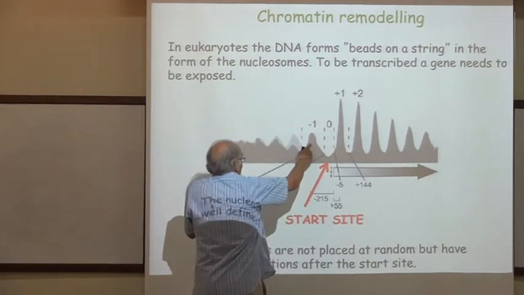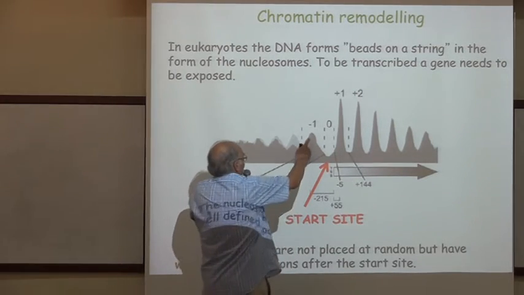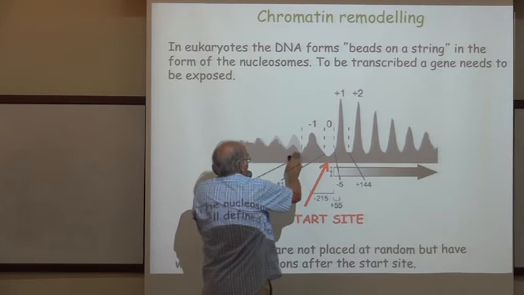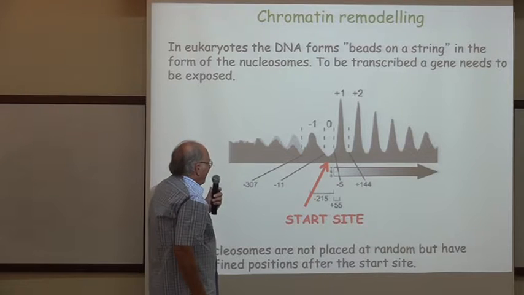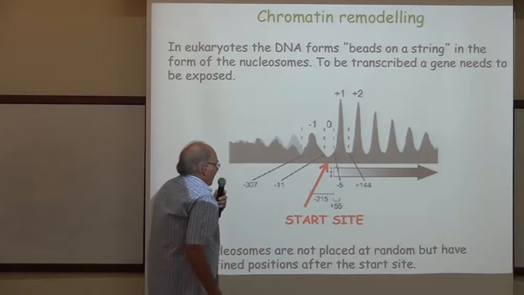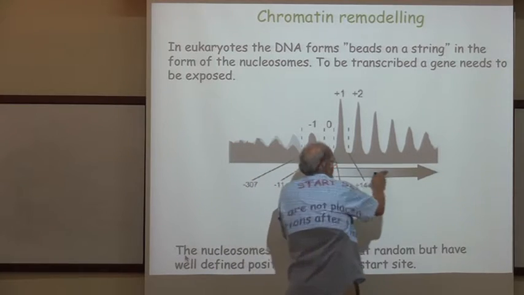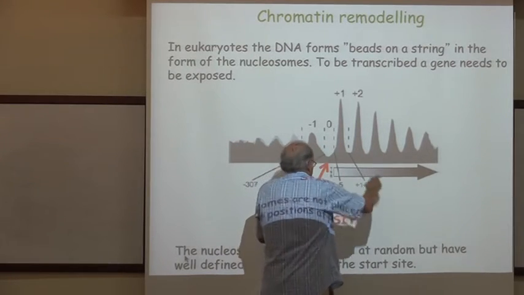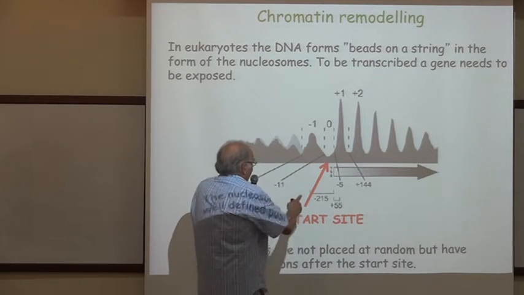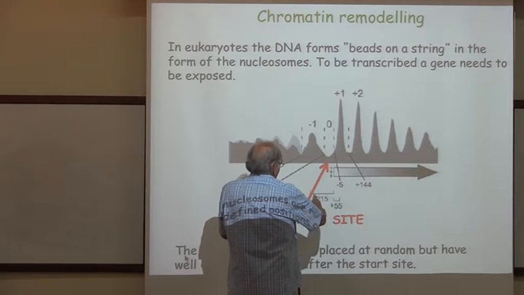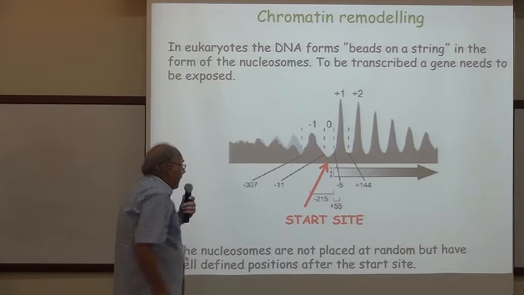And on the other side, the -1 nucleosome is fairly well defined, but the positions beyond that are again more fuzzy. So the transcription, of course, goes on in this direction, and this is the transcription start site. So the open area here is in the order of 200 base pairs.